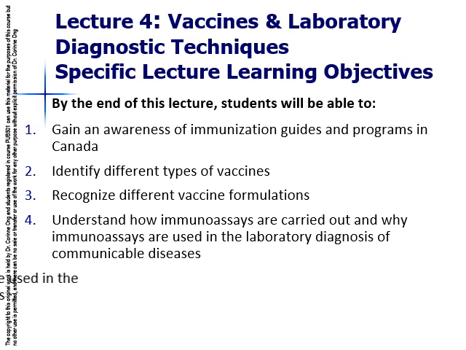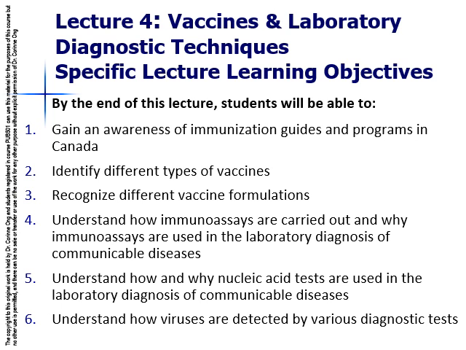This is quite a long list of specific learning objectives for this lecture, including firstly, gaining an awareness of immunization guides and programs in Canada. Secondly, identifying different types of vaccines. And thirdly, recognizing different vaccine formulations. In the second part of this lecture, we'll understand how immunoassays are carried out and why they're used in the laboratory diagnosis of communicable diseases. We will also be able to understand how and why nucleic acid tests are used, as well as understand how viruses are detected by various diagnostic tests.